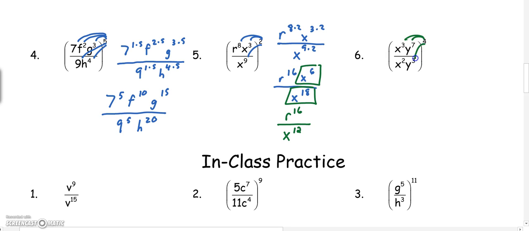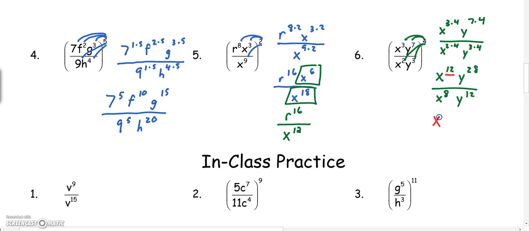Number 6, we're going to distribute the 4. X to the 3 times 4, y to the 7 times 4, over x to the 2 times 4, and y to the 3 times 4. So we get x to the 12th, y to the 28th, over x to the 8th, y to the 12th. Now, we have 2 x's again, and 12 is my larger exponent. So we have x to the 12 minus 8. We have 2 y's, and 28 is our larger exponent. So we have 28 minus 12. Now, there's nothing left in the denominator because those were both the lower exponents. So I don't need to put anything on the bottom. So my final answer is just now x to the 4th and y to the 16th.